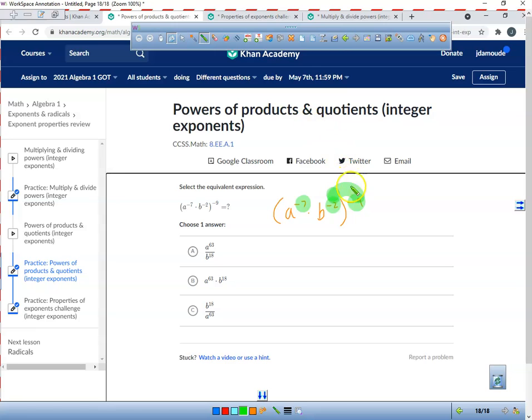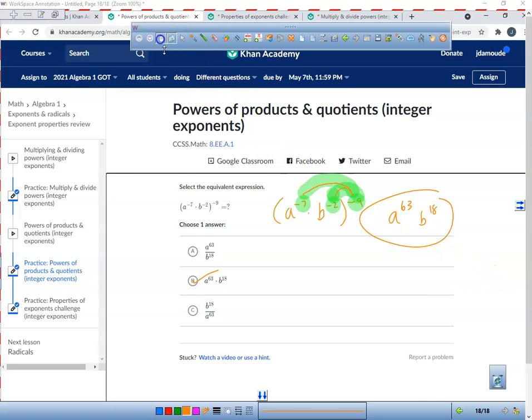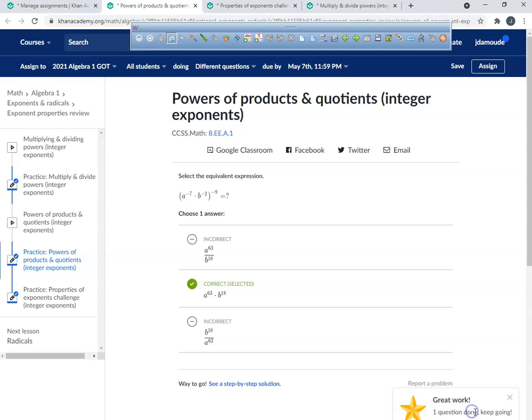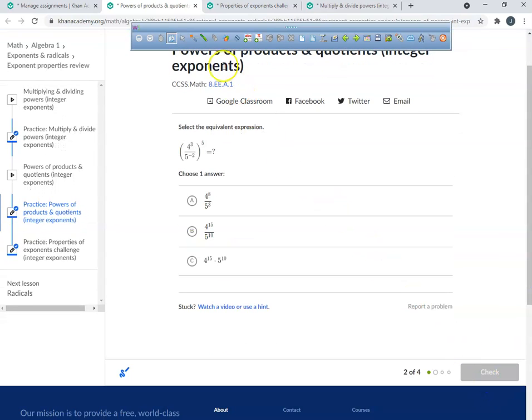Power to a power. Power to a power. What does that mean? Power to a power means we do what? We multiply. So this is a to the power of negative 9 times negative 7, which is 63. We got negative 9 times negative 2, which is 18. Are those negative? No. So that's the answer. All right, man. This is like easy hundreds. Let's do one more.